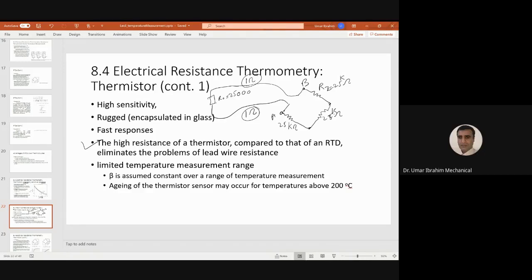Two ohm is a significant resistance value for 25 ohm, ठीक है, but 2 ohm for a 25 kilo ohm is an insignificant value, ठीक है. So even if you ignore lead resistances, your calculations will not be that much affected compared to if you ignore lead resistances for an RTD. समझ आ रही इस बात की? जी सर। ठीक है, so let's move forward.